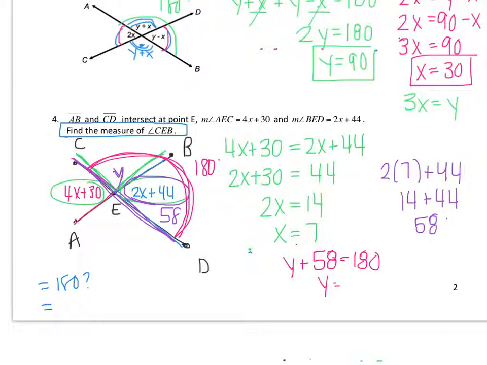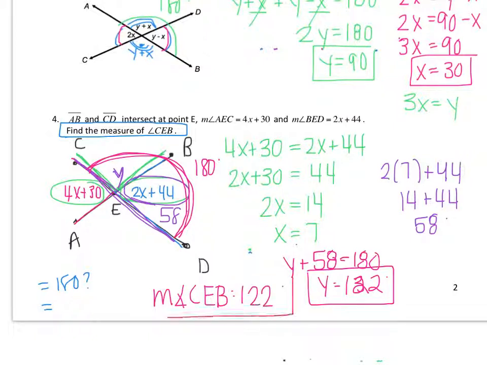Y equals 122. If you want to go back and call it measure of angle CEB equals 122, that would be your best option.